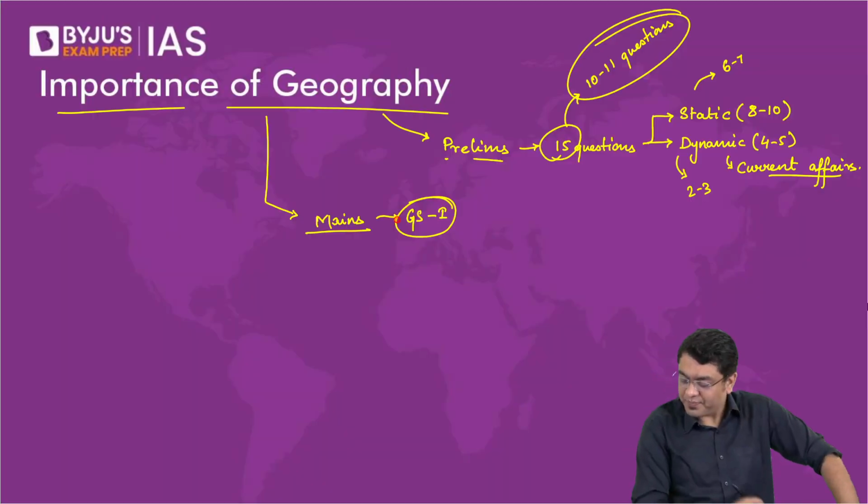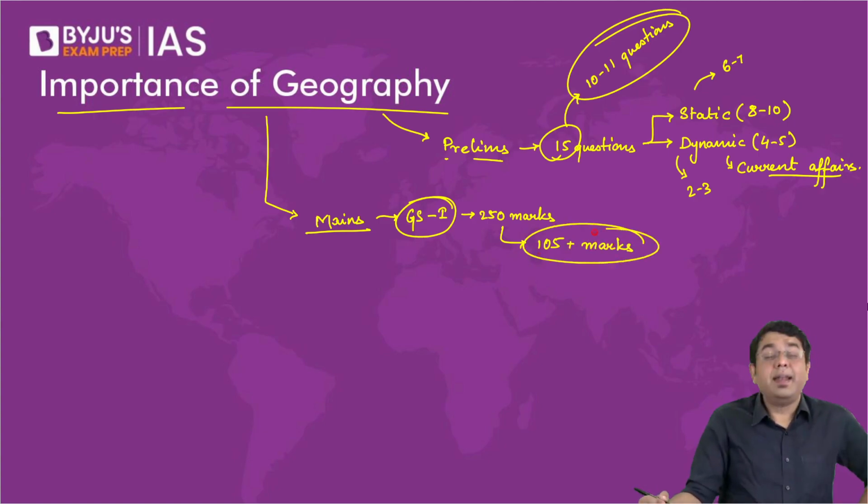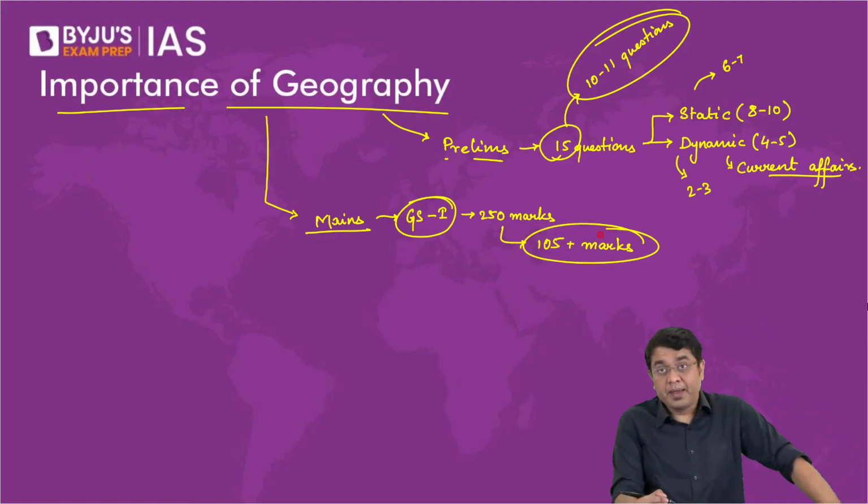Good. At least we are aware of this. So out of the total weightage, that is 250 marks, you have around 105 plus marks directly from geography. And that is not a small chunk. That is a significant chunk.